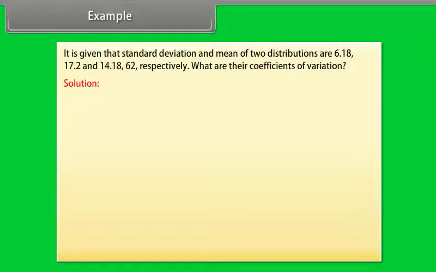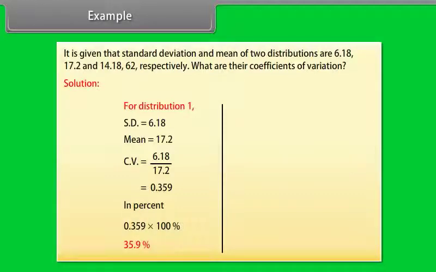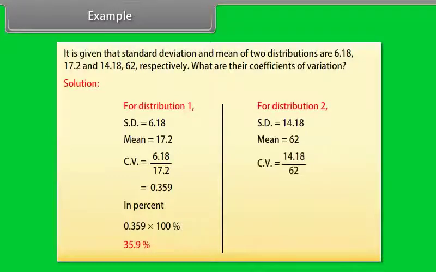Solution. First, we find coefficient of variation for distribution 1 by finding the ratio of standard deviation to the mean, and it is found to be 0.359. In percent, it is 35.9%. And then we find coefficient of variation for distribution 2 by finding the ratio of standard deviation to the mean, and it is found to be 0.228. In percent, it is 22.8%.